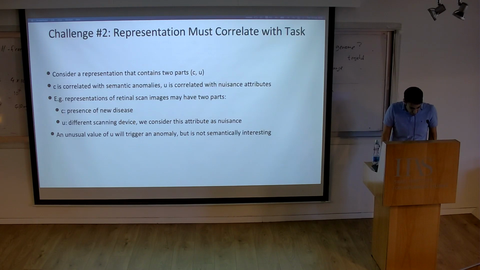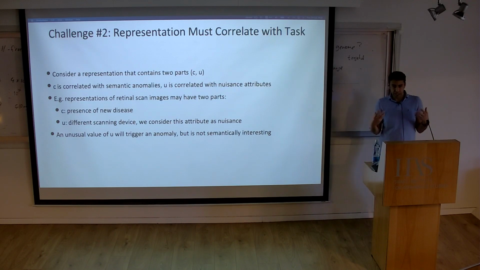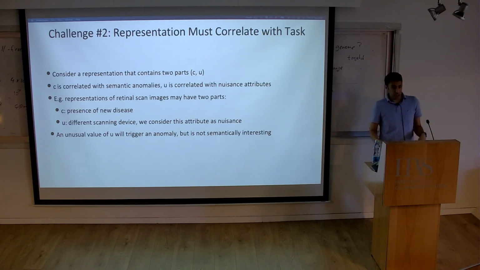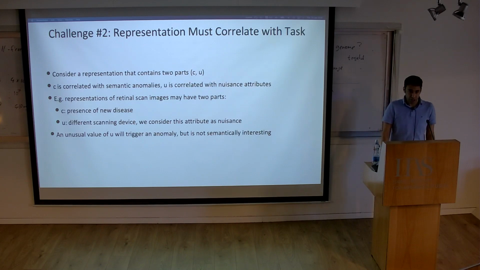So let's consider a representation which contains two parts. We name them C and U. The first part, C, is correlated with the semantic anomalies that we care about, the things that we would truly consider as anomalies and not just somewhat noisy samples. And the other part of the representation, U, is correlated with nuisance attributes. Things that might be different from what we've seen in the training set, but we don't actually care about them. They would not be semantically anomalies.